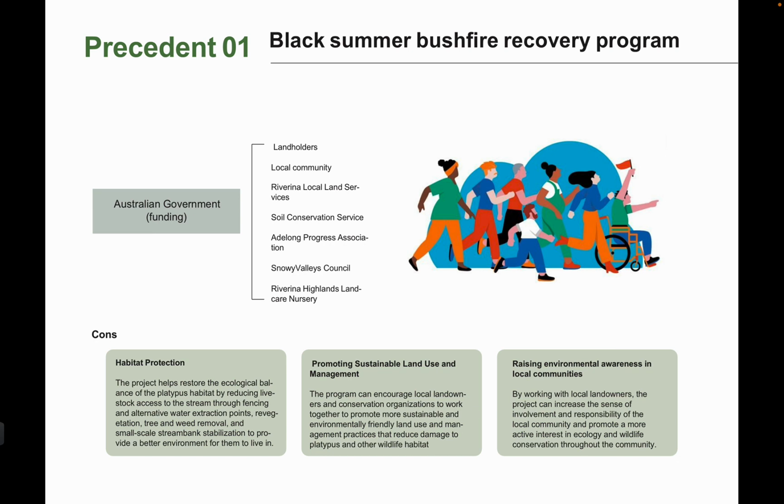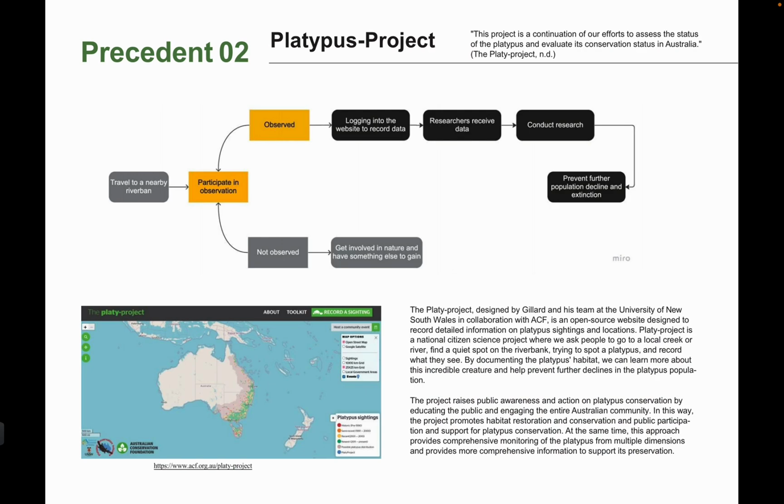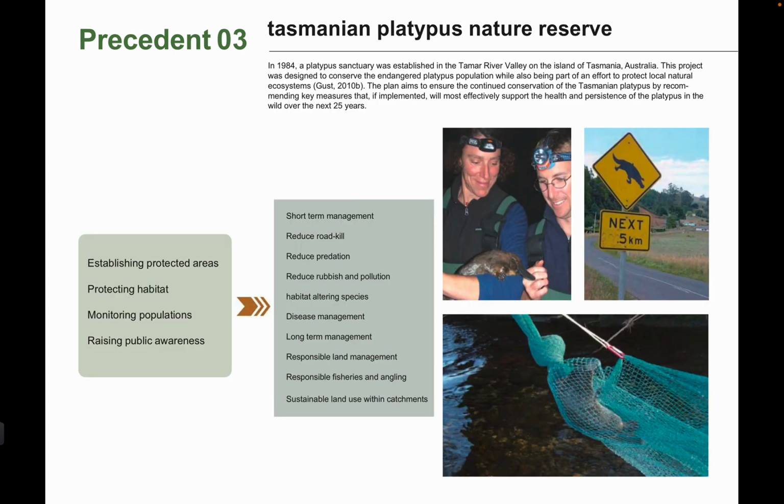and promote a more active interest in ecology and wilderness conservation for the whole society. The second example is an open source website. The designers call for public participation, asking people to go to a local stream or river and try to spot platypus, and record what they see on the website. In this way, scholars can gain a better understanding of the platypus and help prevent further declines in the platypus population. A third example is the establishment of a platypus reserve.